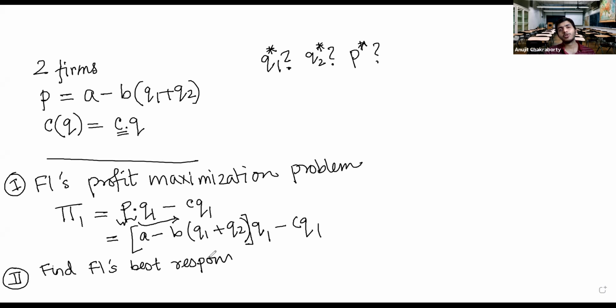What does best response mean? It means what is firm one going to do? Remember here, it's quantity competition. So each firm's best response has to be some amount of quantity, because both firms are trying to decide on a clever amount of quantity in this competitive market. So firm one's best response has to be some optimal quantity for firm one based on whatever firm two's quantity is.